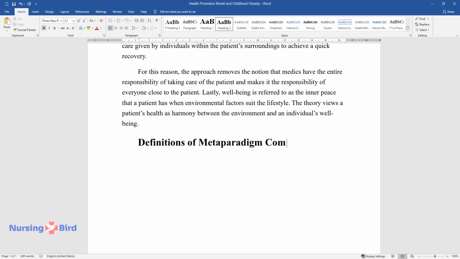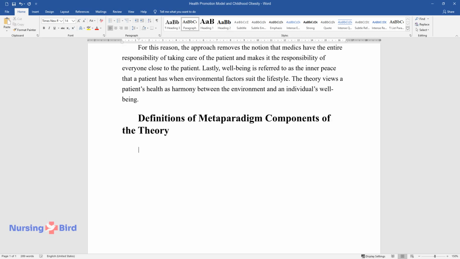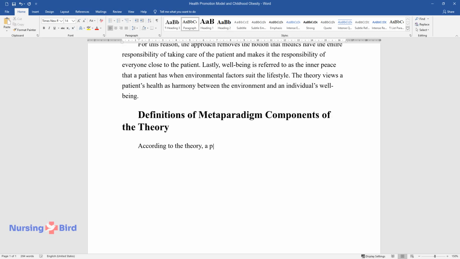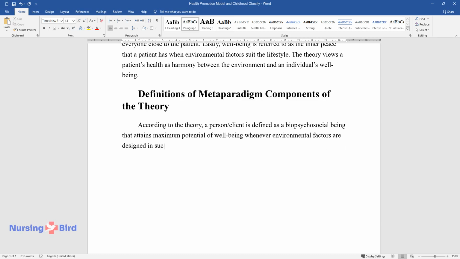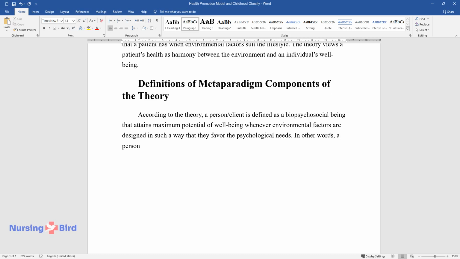Definitions of meta-paradigm components of the theory. According to the theory, a person or client is defined as a biopsychosocial being that attains maximum potential of well-being whenever environmental factors are designed in such a way that they favor the psychological needs. In other words, a person is a social being and hence needs an environment that favors peace of mind.